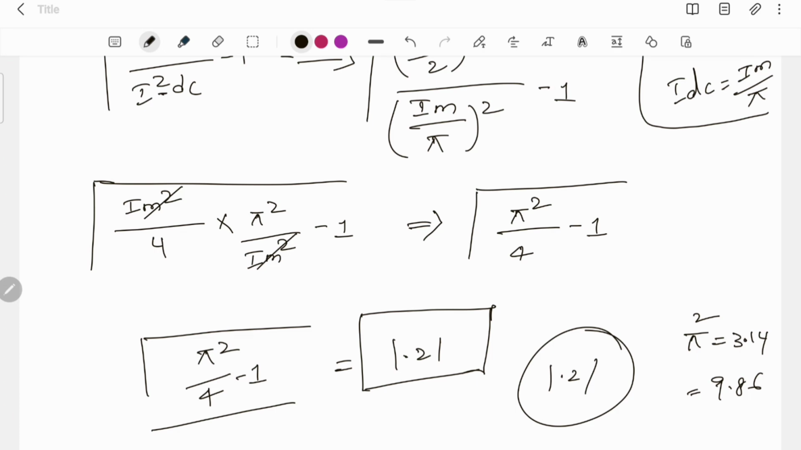So this is about the ripple factor. In the next video we will see the efficiency of the half wave rectifier.